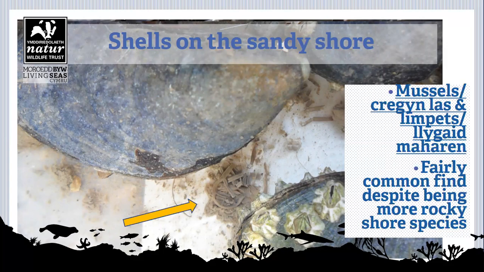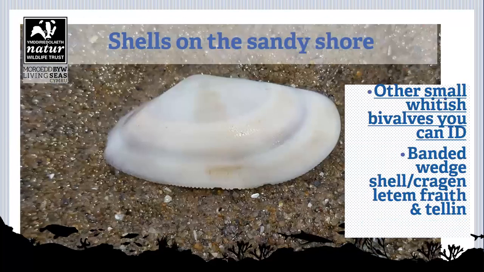This is the pseudofeces here. Fascinating. So there are plenty of small whitish bivalves, loads of them, that we're not expecting anybody to ID. They can be tricky because they can all be very familiar. But this one is the banded wedge shell, Cragen letem fraith.